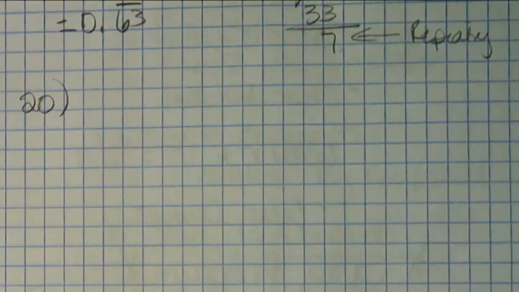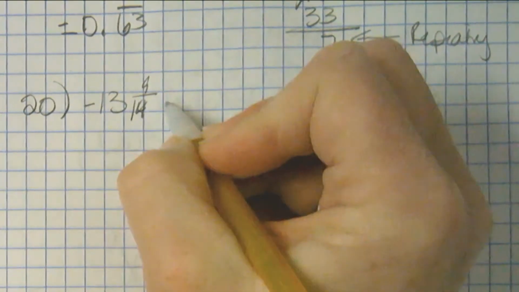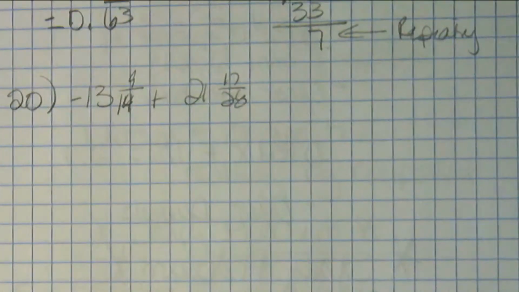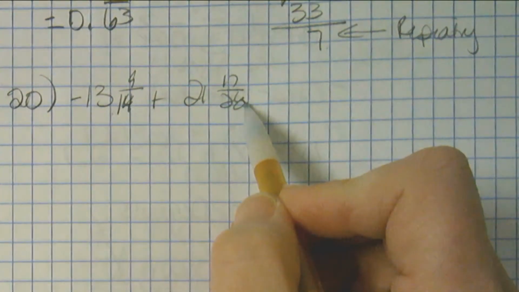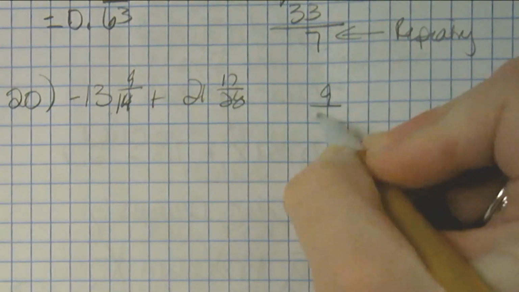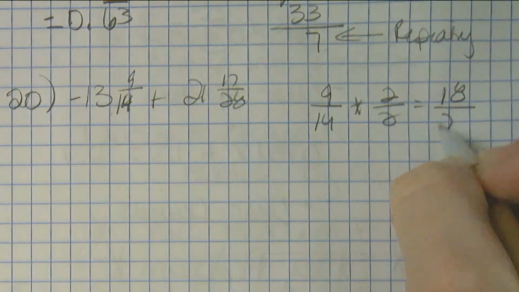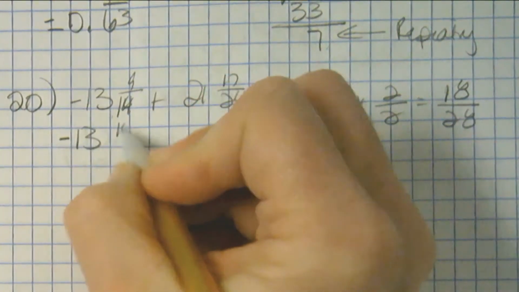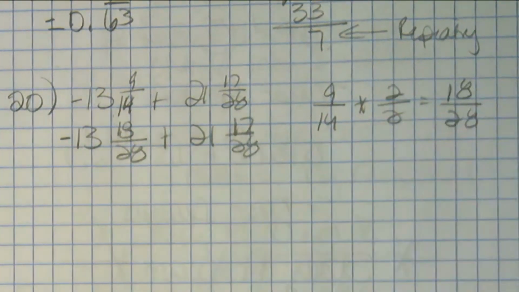Okay. So for number 20, I have negative 13 and 9/14, and I'm going to add to that 21 and 17/28. Well, since I am adding two numbers with different signs, I have to actually do the subtraction. I do, however, need a common denominator. That would be 28. So I have 9/14. I'm going to multiply by 2 over 2, which gives me 18/28. All right. So I have negative 13 and 18/28 plus 21 and 17/28. So that's now my new problem.